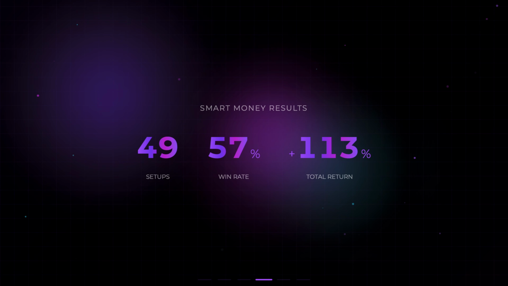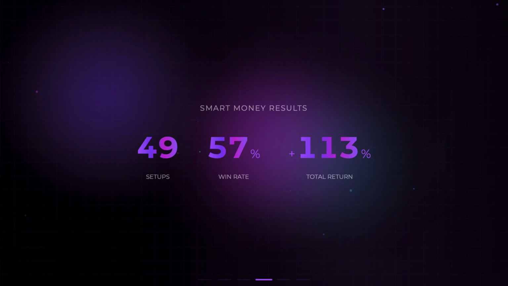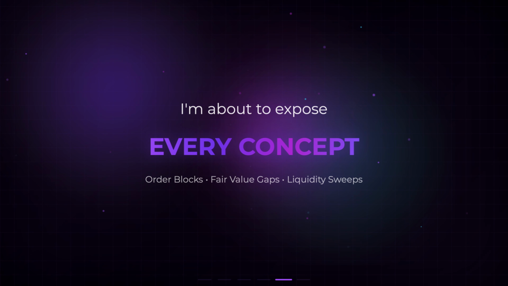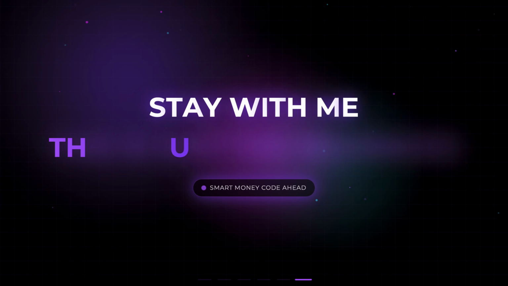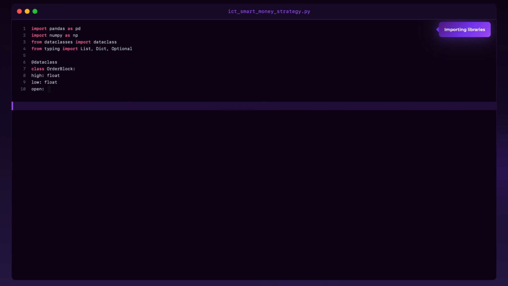I tested this model on real Bitcoin data from 2019 to 2024. The results are solid: 49 setups, a 57% win rate, and about plus 112% total return on a $10,000 starting balance with controlled drawdown. Before we run anything, I'll build the logic step by step in Python.